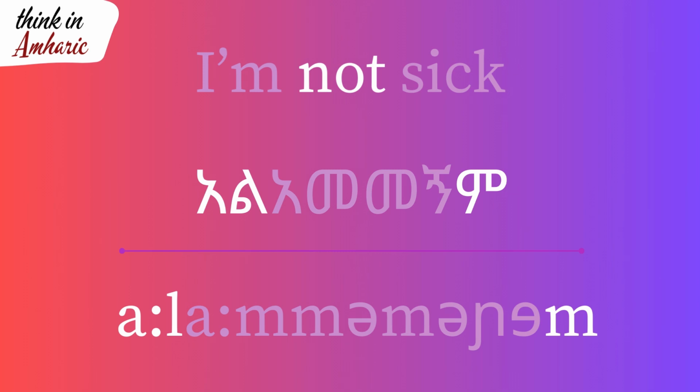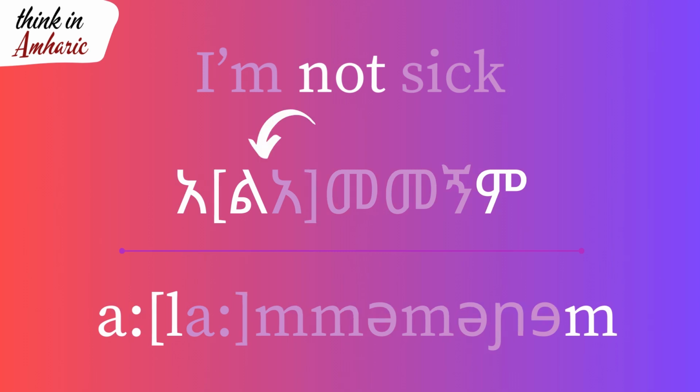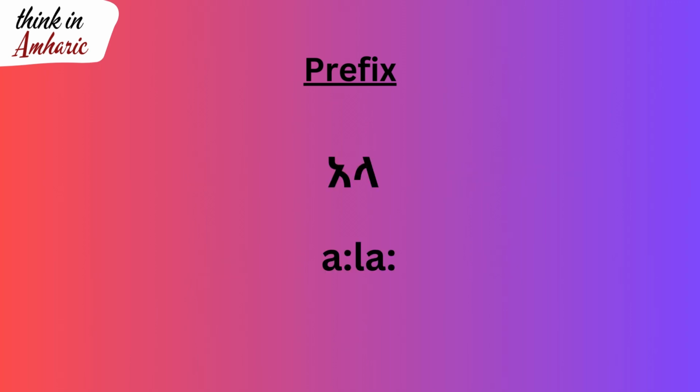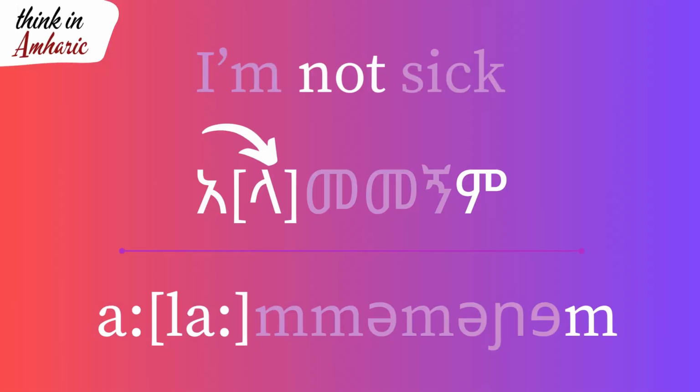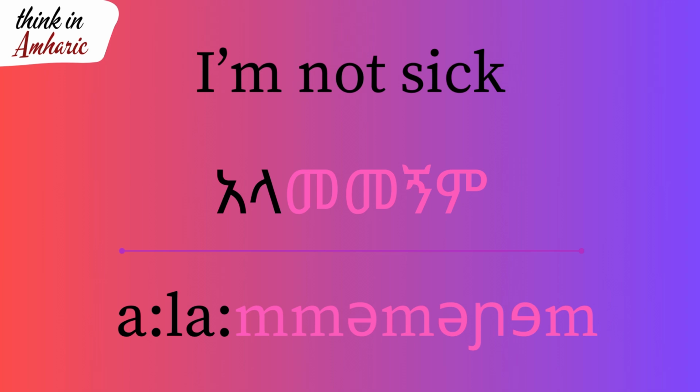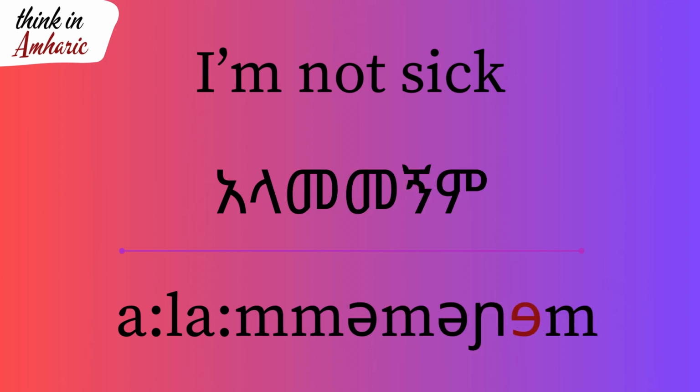I'm not sick. አላመመኝም. These two letters, l and a, are going to merge. When a is next to l, they form the la sound together. So instead of saying al-a, say ala. Ala. አላመመኝም.